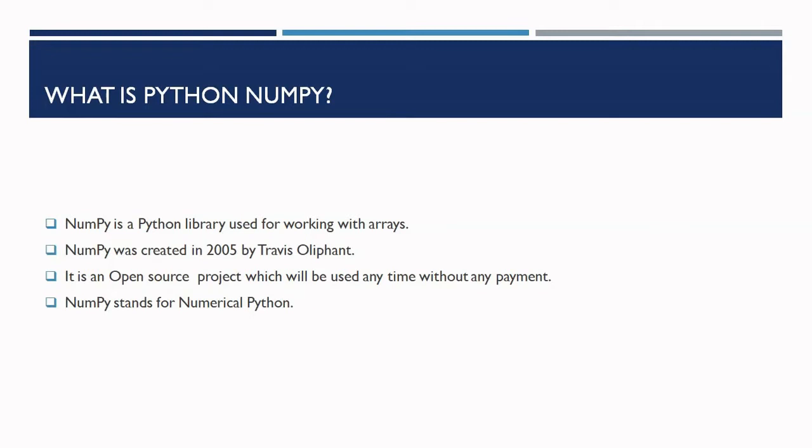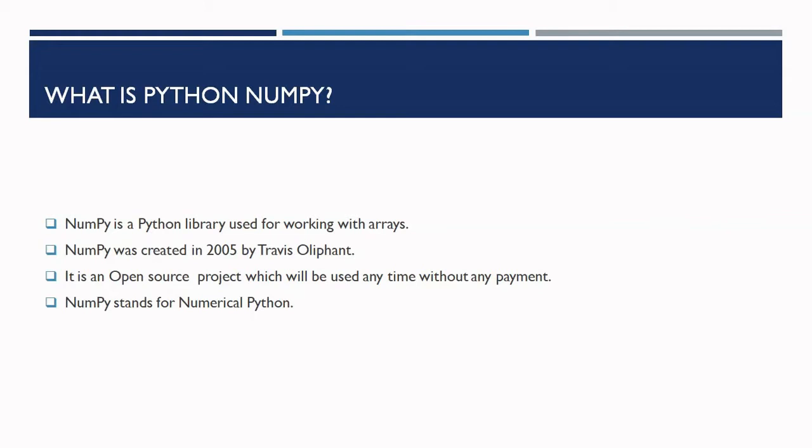So first of all, what is Python Numpy? Numpy is a general purpose array processing package. It provides a high performance, multi-dimensional array object and tools for working with these arrays. It is a fundamental package for scientific computing with Python. An array in Numpy is a table of elements, usually numbers, all of the same type, indexed by a tuple of positive integers.